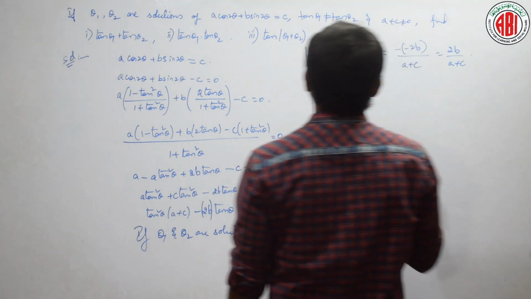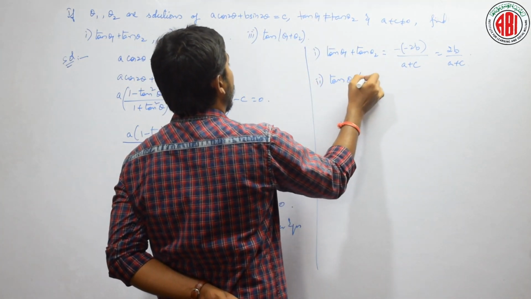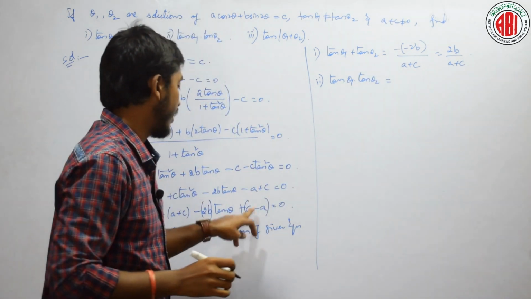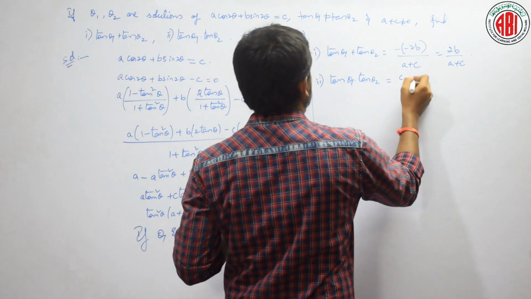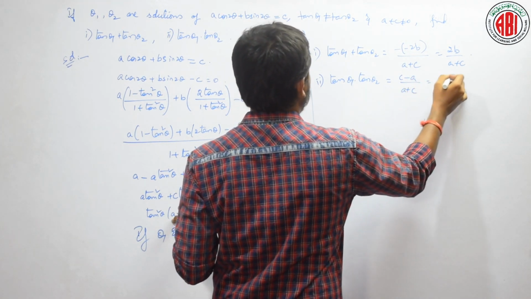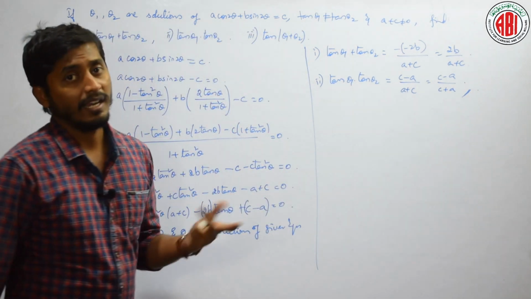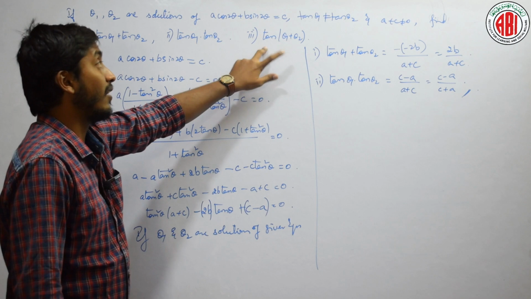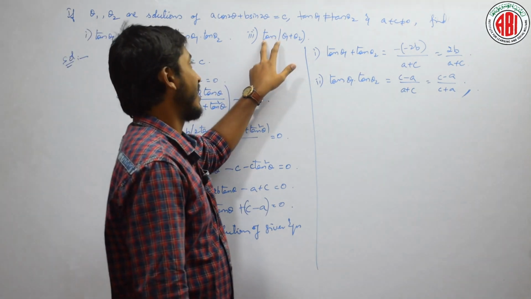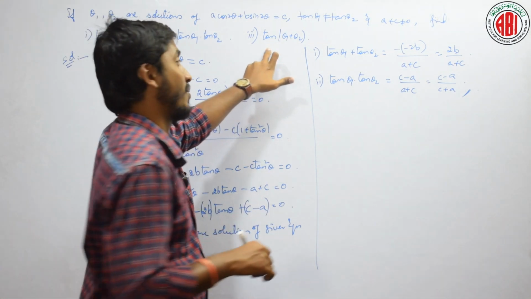Then what is the product of roots? The product of roots, tan theta 1 into tan theta 2, is equal to c by a, that is (c minus a) by (c plus a). Is it right? That is what he asked us to find. And the third question, actually this question is not there in your textbook, I just added it because they used to ask this kind of question in our previous question papers.